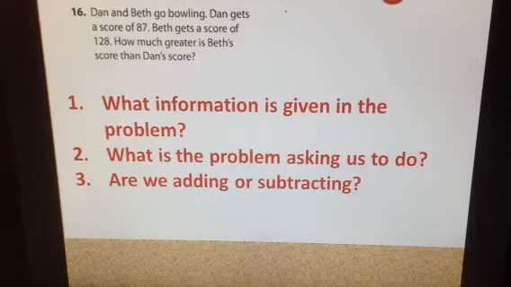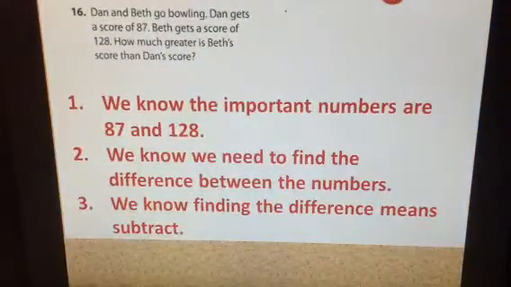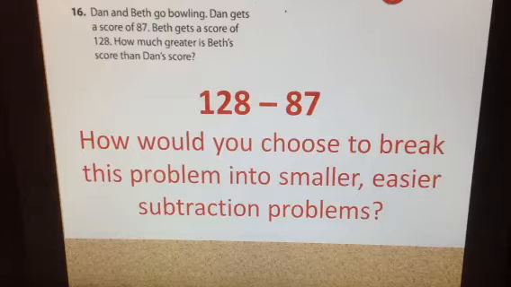Anytime we have a word problem, we need to ask ourselves certain questions. One question we have to ask is, what information is given in the problem? We also need to ask what the problem is asking us to do. And lastly, ask yourself, are we adding or subtracting? We know the important numbers are 87 and 128. We know we need to find the difference between the numbers, and we know that finding the difference means subtract. So, the problem is 128 minus 87.